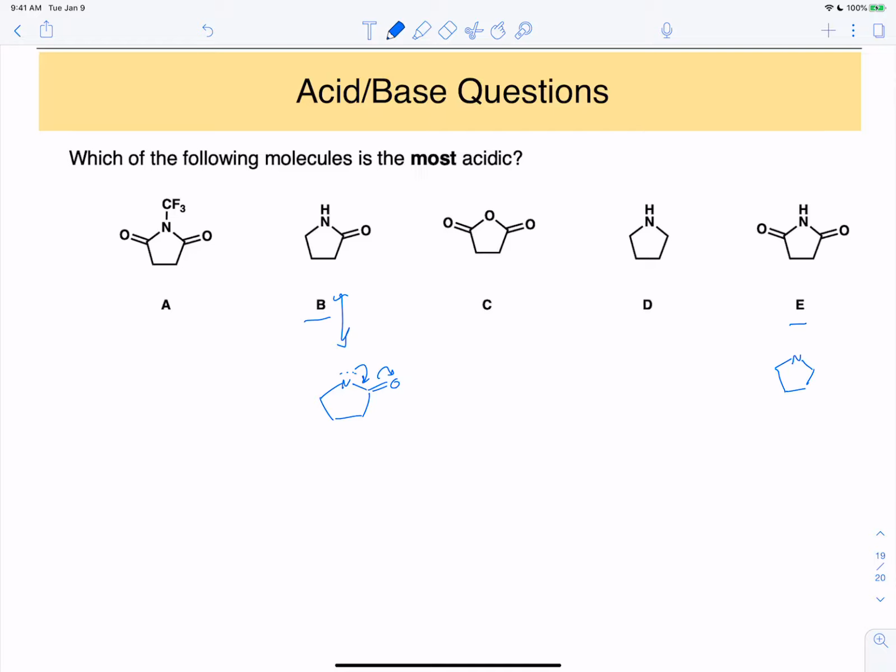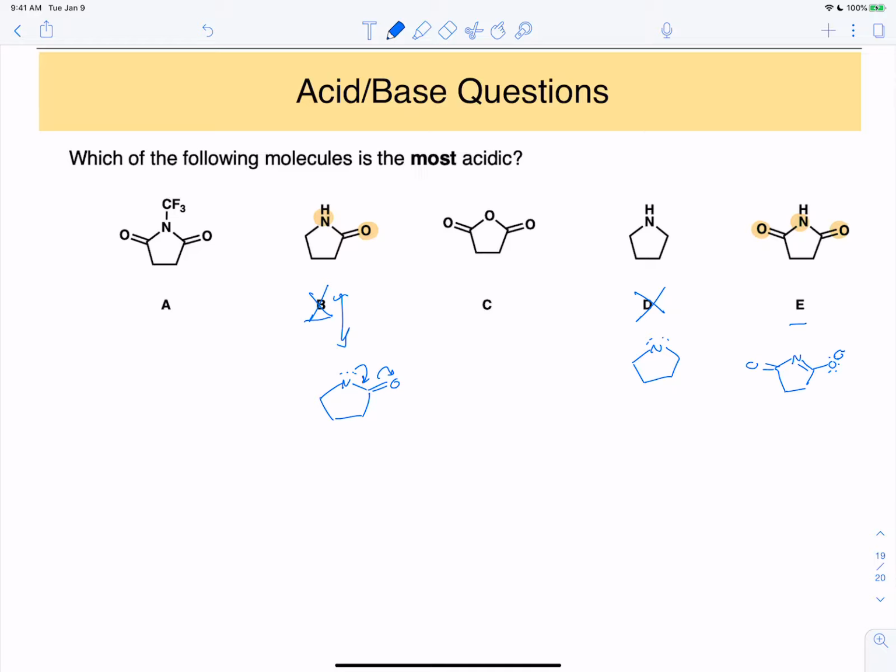The imide will be even better because it ends up being able to put the charge on both of these oxygens and also the nitrogen. So we're really going to be able to share this charge around between all 3 of these atoms, whereas B just has 2. So we can get rid of B, and right now E is our favored one. D is just a plain NH, a tertiary amine. It'll have no stabilization of its conjugate base. So this is going to be not very acidic at all.